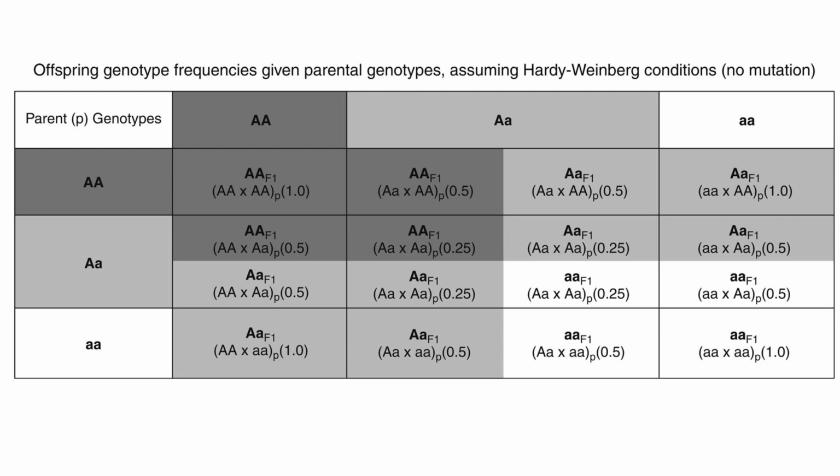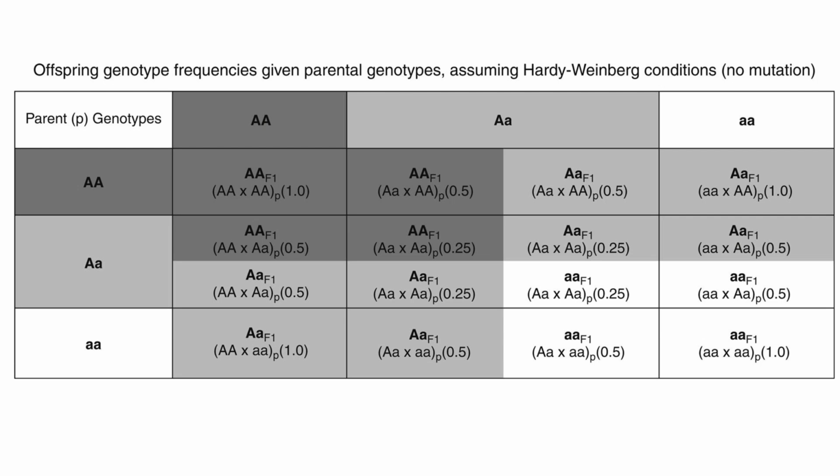Now let's say there's one uppercase A and one lowercase a, and the other parent also has one uppercase A and one lowercase a. You can see the combinations here are varied. So there is a 0.25 chance of two uppercase A's, a 0.25 chance of one uppercase A and one lowercase a, another 0.25 chance of one uppercase A and one lowercase a, and another 0.25 chance of two lowercase a's, right?